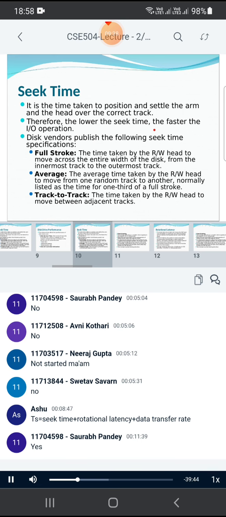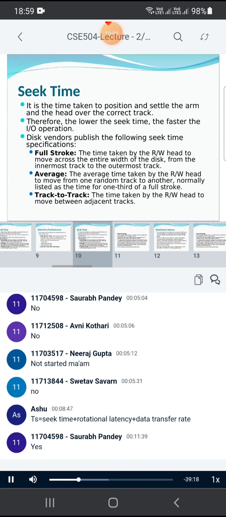So seek time is inversely proportional to the performance. If seek time is more, performance would be less. If seek time is less, performance would be more. Inversely. Now, disk vendors publish the following seek time specifications. For the seek time, we have three specifications. One is full stroke, one is average, and the third is track to track. Let us discuss what are these three.